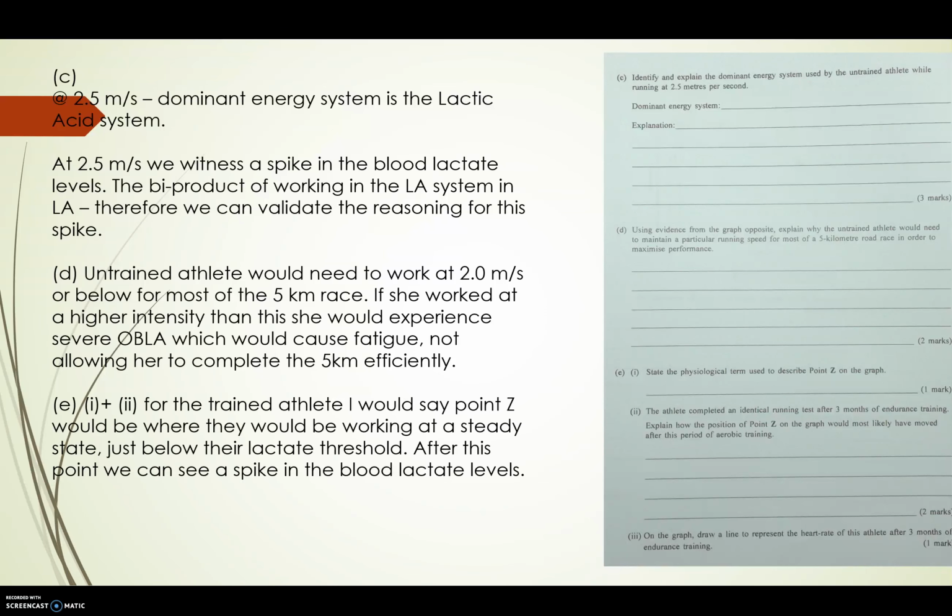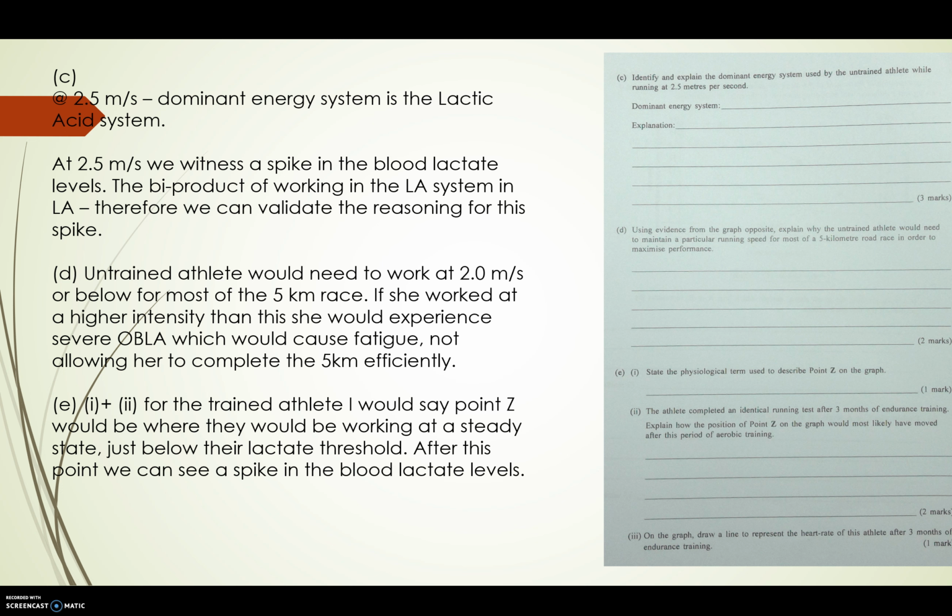E. State the physiological term you would use to describe point Z on the graph. So I say point Z would be maybe where they're working at a steady state or just below the lactic threshold. After this point, we could see a spike in the blood lactate levels.